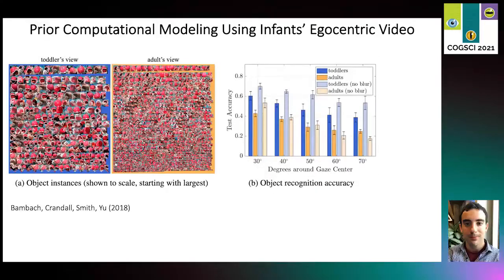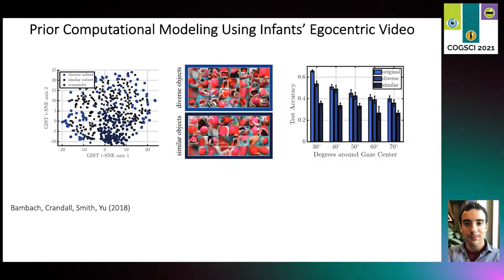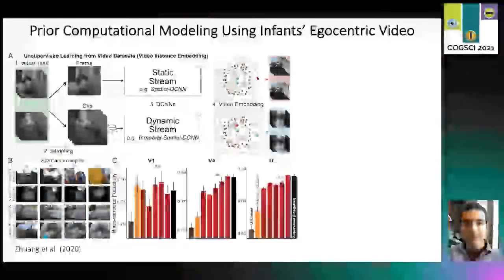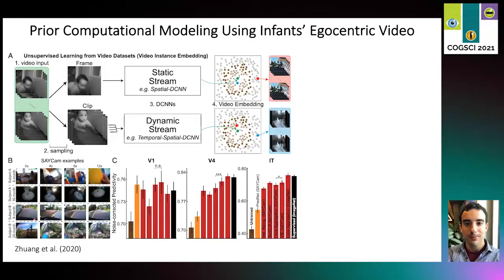Prior modeling has shown that infants' first-person views contain uniquely useful information for learning. Bambach et al. 2018 showed that frames taken from infants' egocentric views allow greater accuracy when training neural nets for object recognition, compared to corresponding images taken from their parents' view. This work showed that infants' visual input may contain a unique mix of similar versus diverse visual instances of objects, and that these unique distributional properties of the infant's visual input may account for the differences in recognition accuracy the authors report.